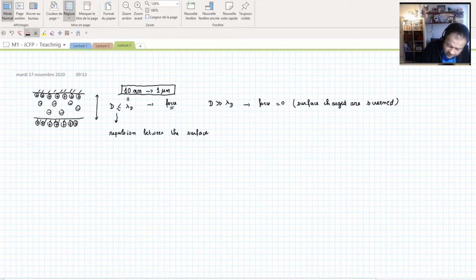Yes, AFM will be a technique. But what is simple from a calculation point of view is that up to now we have dealt with flat surfaces. AFM is round surfaces, a spherical surface.